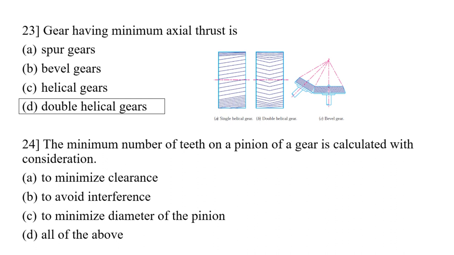Next, the minimum number of teeth on the pinion of a gear is calculated with consideration to minimize clearance, to avoid interference, to minimize diameter of the pinion, all of the above. So in tooth gearing we have studied to calculate the minimum number of teeth on pinion as well as gear by considering to just avoid interference. At the time of avoiding interference, what should be the minimum number of teeth on pinion and wheel? That we have calculated. Therefore, here the correct option will be to avoid the interference. We have found the minimum number of teeth.